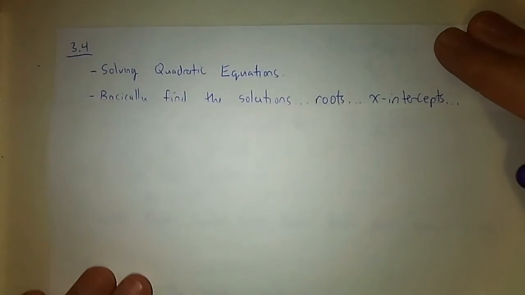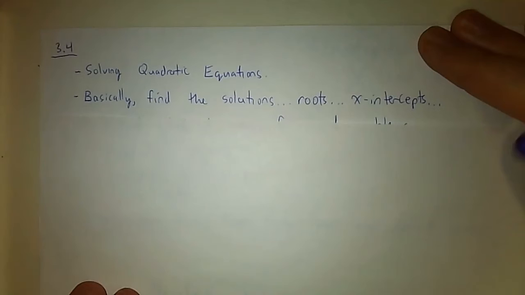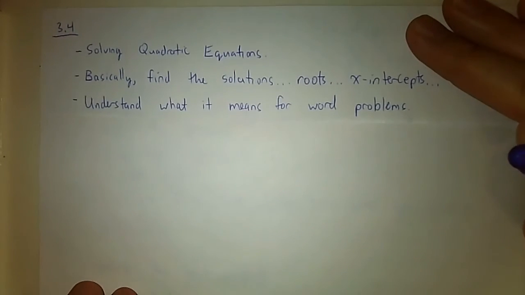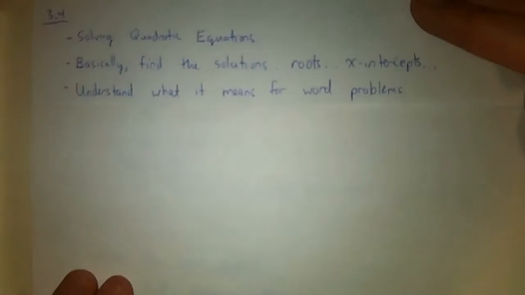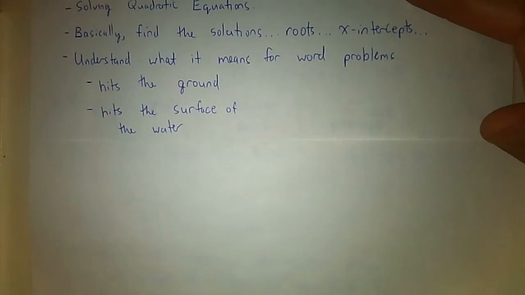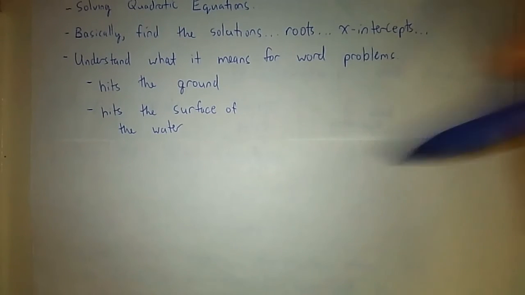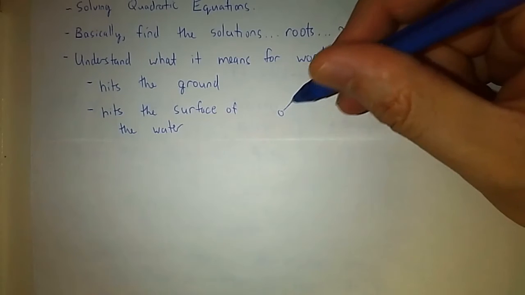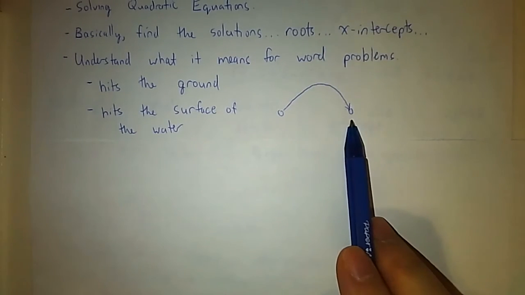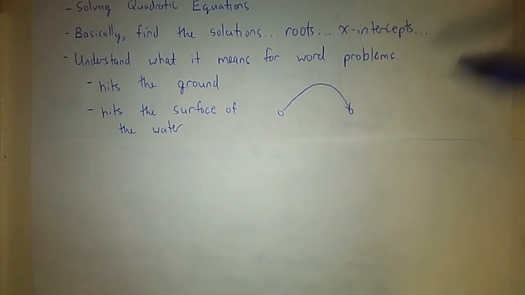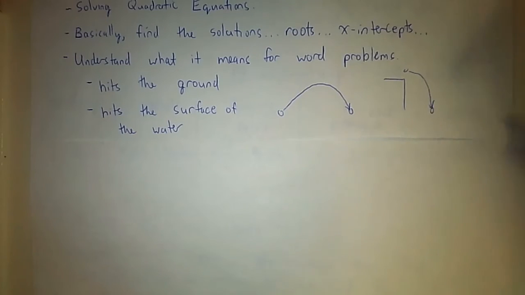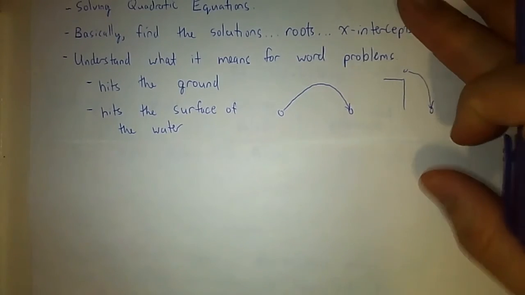3.4 was solving quadratic equations, which was basically just find the solutions, the roots, the x-intercepts, just find them. And then we have to try and understand what it means for these word problems, what the x-intercepts mean. So think about it like if we had word problems like something hitting the ground, like if I had a soccer ball getting kicked up and then it hits the ground, that's like an x-intercept. If something hits like the surface of water, if it's like drop off a cliff or something like that, this would also be an x-intercept, so just understanding that concept.